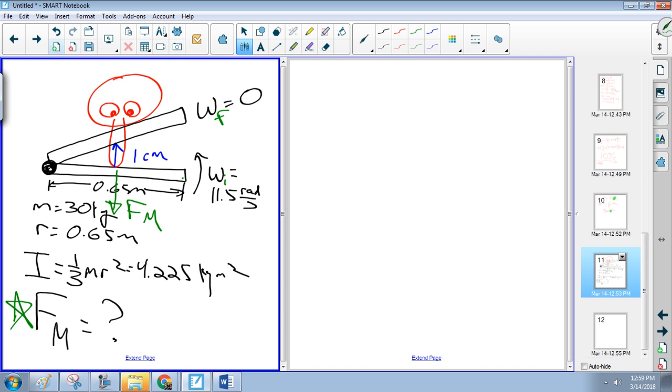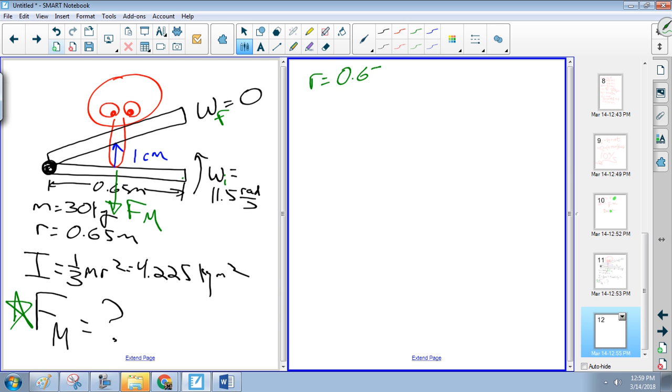There's r, which is the 0.65 meters. That's important because we're going to use it to calculate our I, right? As in I equals 1/3 mr squared, right? Okay. Is the 1 centimeter the length of my lever arm? Force times 1 centimeter, is that right? No. When I do torque equals force times distance, what's the length of my lever arm going to be? Or how would I find it, maybe, is a better question. How long is the lever arm in this problem, you guys?